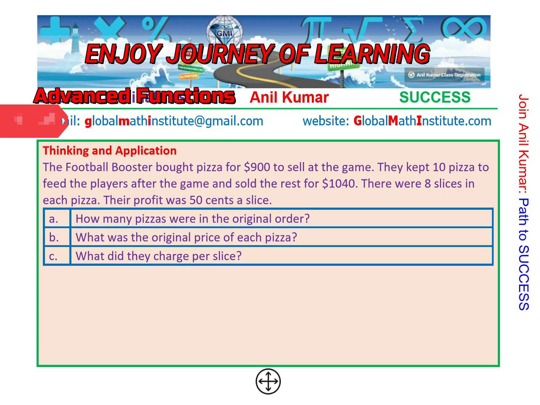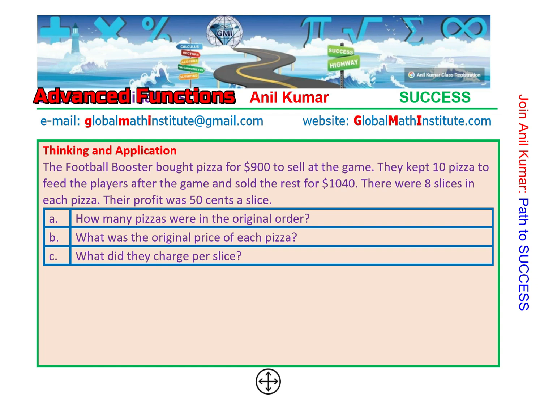Here is question number 14. The football booster bought pizza for $900 to sell at the game. They kept 10 pizzas to feed the players after the game and sold the rest for $1040. There were 8 slices in each pizza. Their profit was 50 cents a slice. Based on this, we have got 3 problems for you. A. How many pizzas were in the original order? B. What was the original price of each pizza? C. What did they charge per slice?